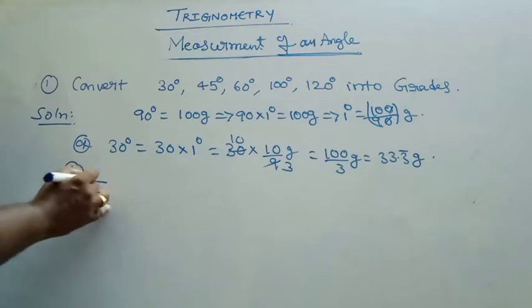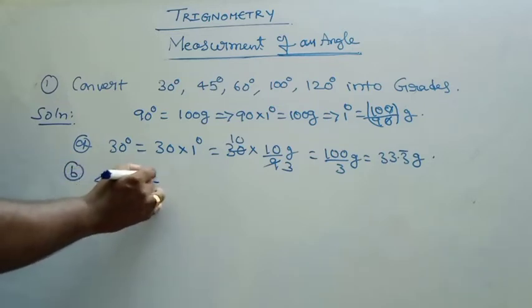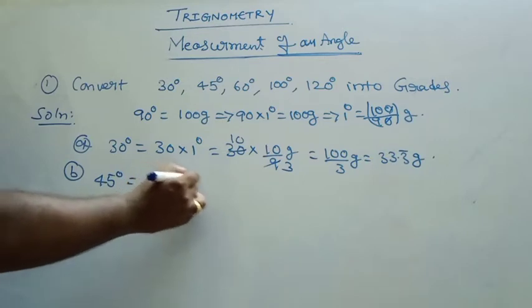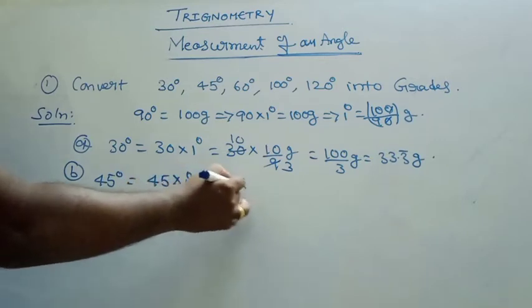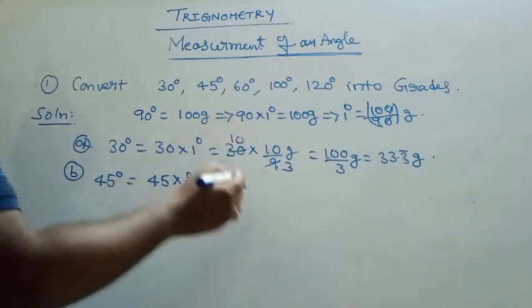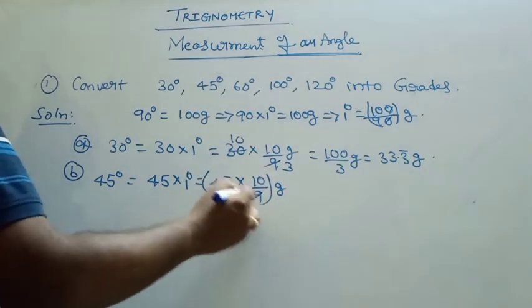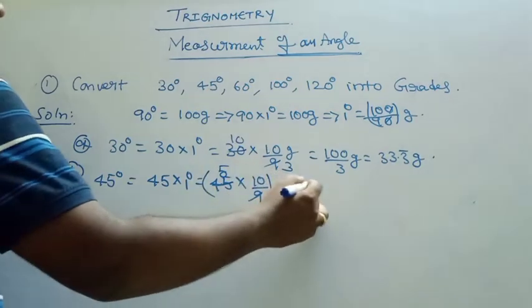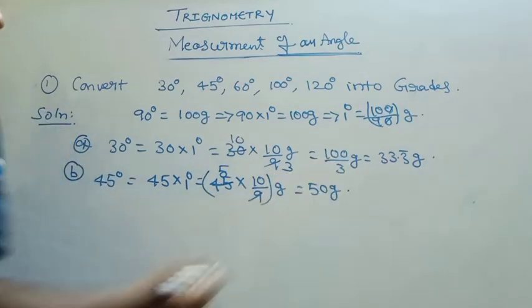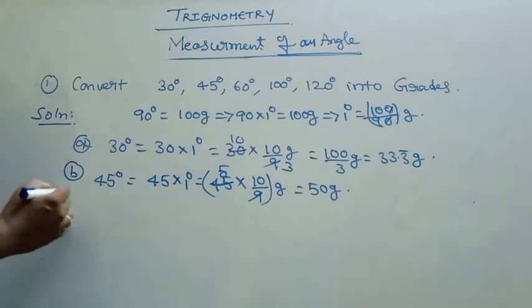Now B part, 45 degrees we have here. This becomes 45 into 1 degree. Now we only did that, 10 by 9 grades, like this, right? 9 ones are 9, 9 fives are 45, so this becomes 50 grades. Wonderful. 45 degrees is equal to 50 grades. We have got it like this.